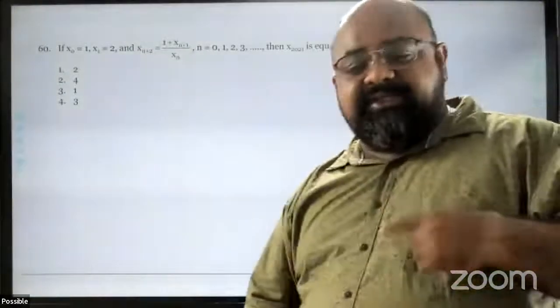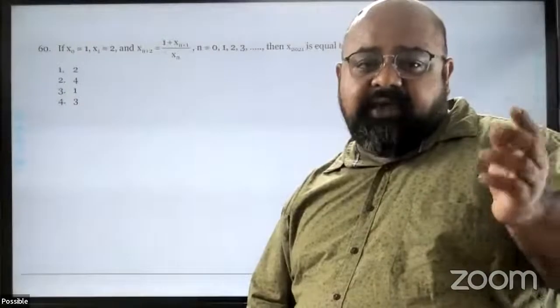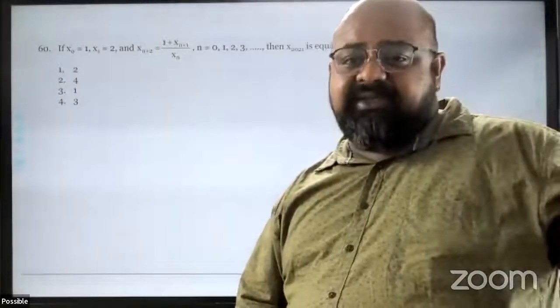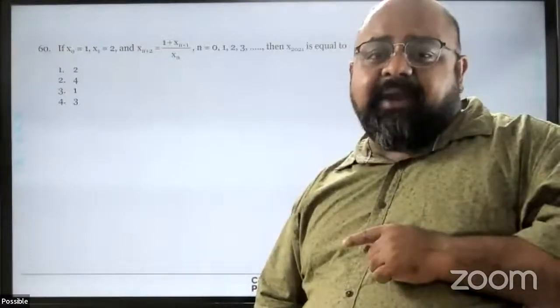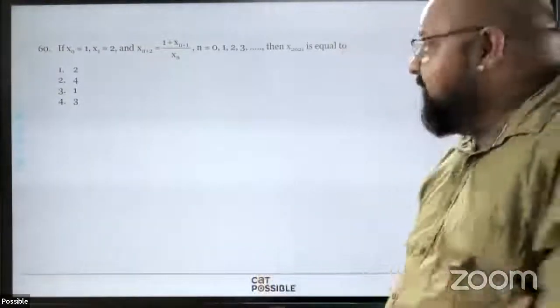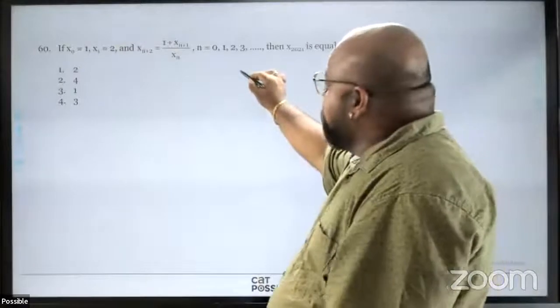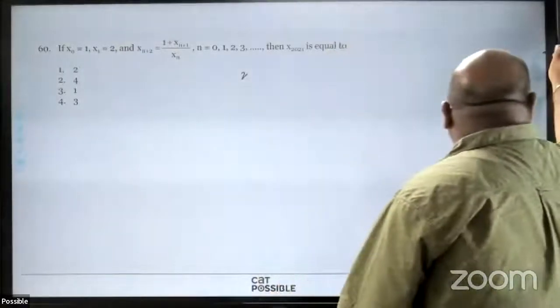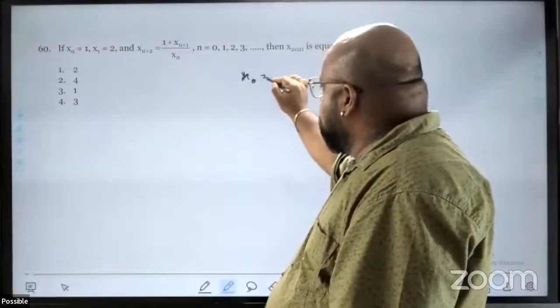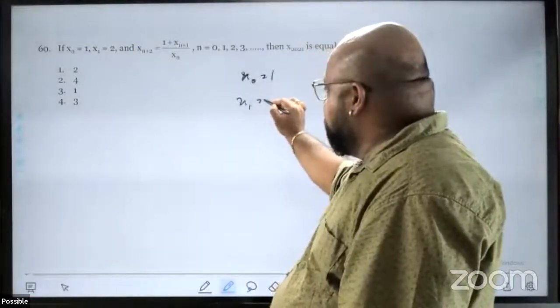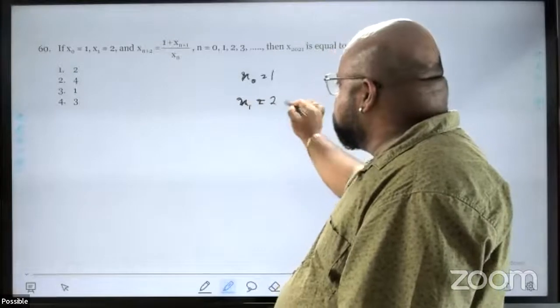Now, these kind of questions again have been repeated in the exams. Whenever you have a term being expressed in terms of the previous two terms, typically there is a pattern that gets repeated. So I write the values of x0, x1, and x2, and so on. x0 is given to me as 1. Typically at maximum this repeats at about 6 terms.